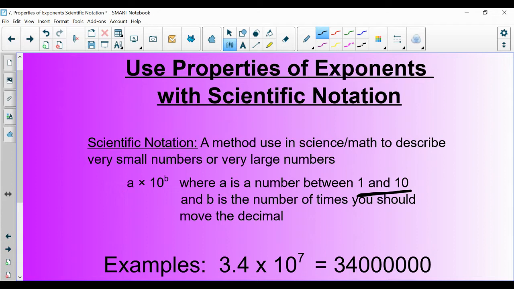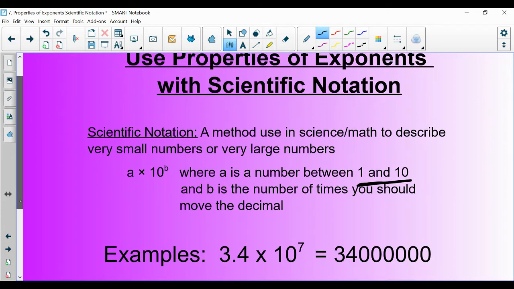You are going to see that when we are discussing very large numbers, the exponent here is going to be a positive number. And when we are discussing very small numbers, the exponent is going to be a negative number. One thing that I discussed in the previous lectures is this is the only time that you're going to be allowed to have negative exponents in your final answer, is with scientific notation. And remember, a negative exponent is just going to say that the number is very, very small.